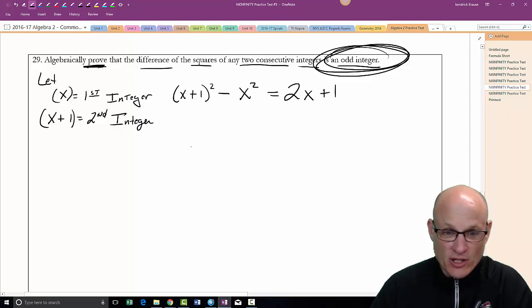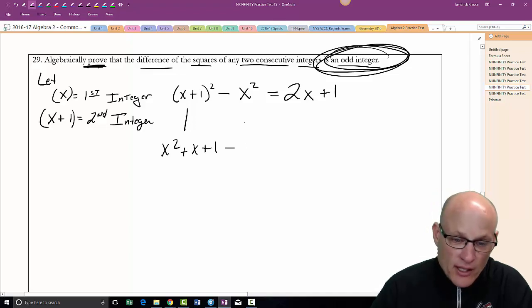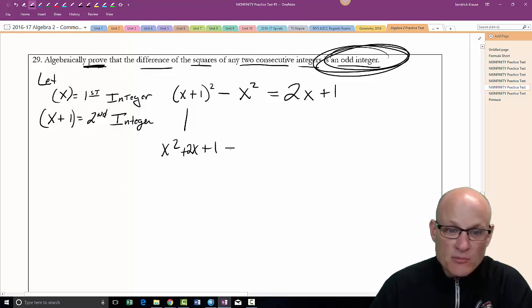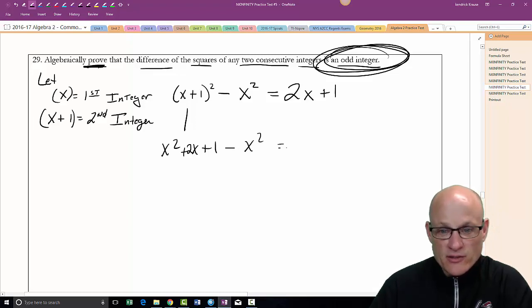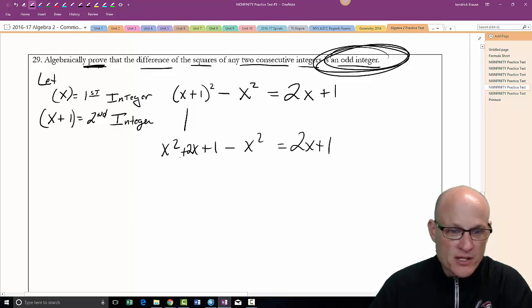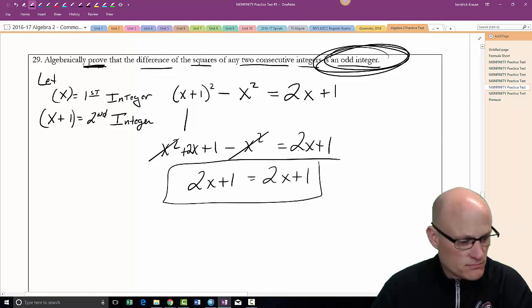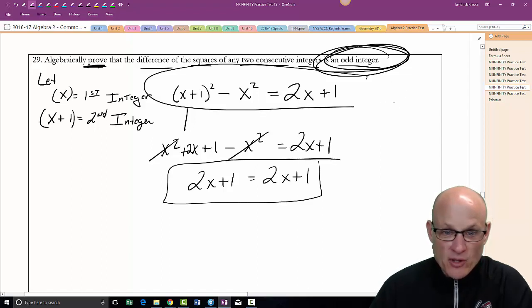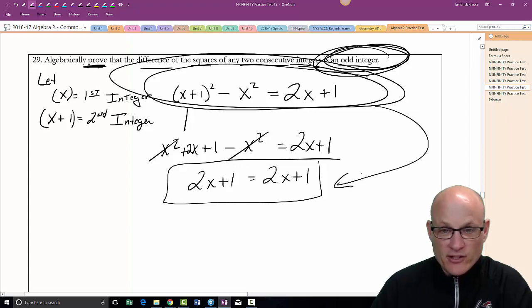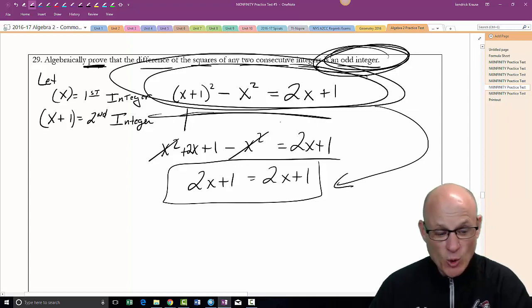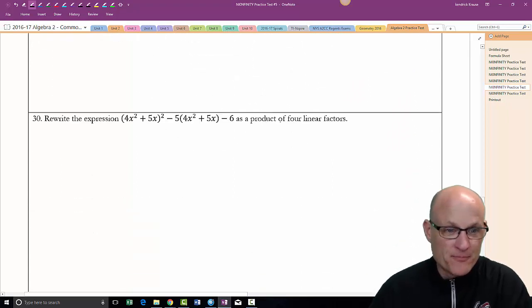That, my friends, was tough. Double distribute: I get x squared plus 2x plus 1 minus x squared. Does that equal 2x plus 1? This cancels with this. I end up with 2x plus 1 equals 2x plus 1. Now, if you were able to set this up, then that was easy. If you were not able to set this up, man, that was a doozy.